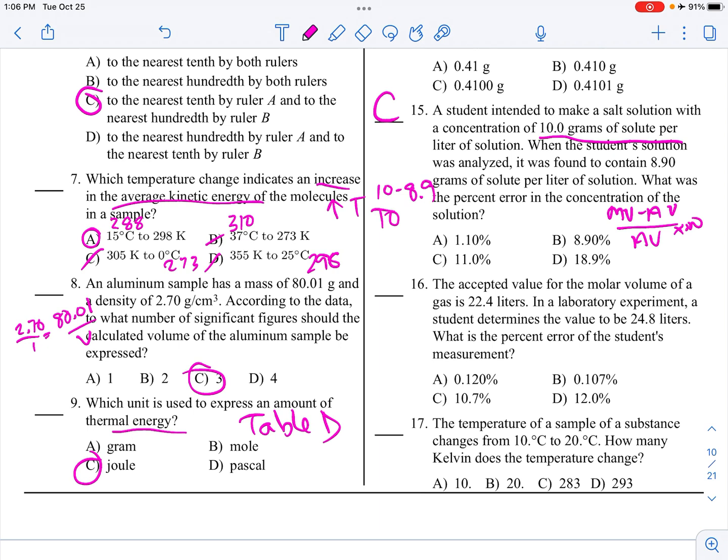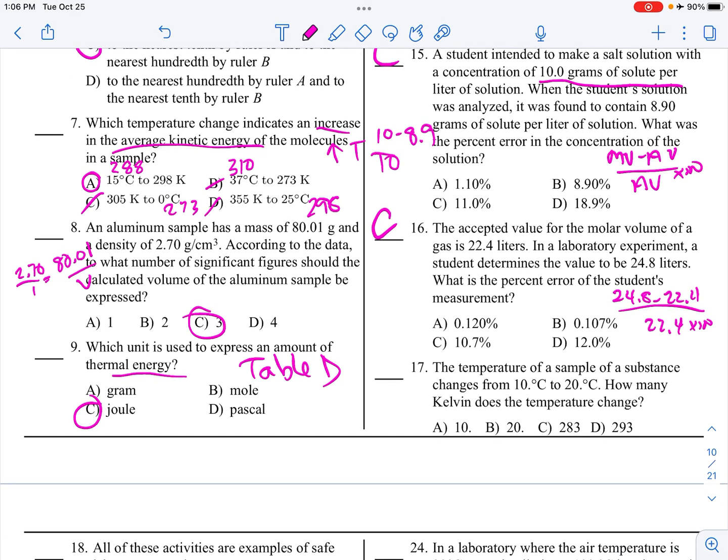Percent error again. Accepted value is 22.4. We got 24.8. 24.8 minus 22.4, over 22.4, times 100. So now let me do that. It's 2.4 divided by 22.4 times 100. 10.7.